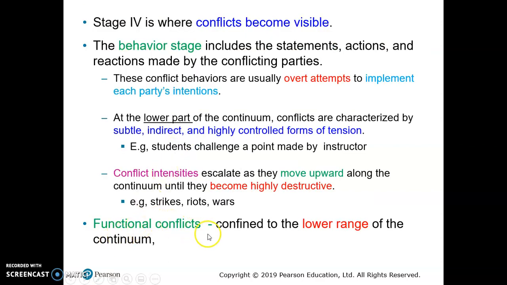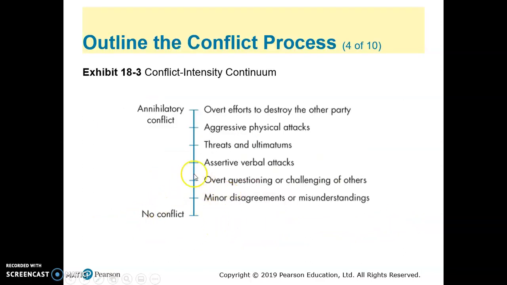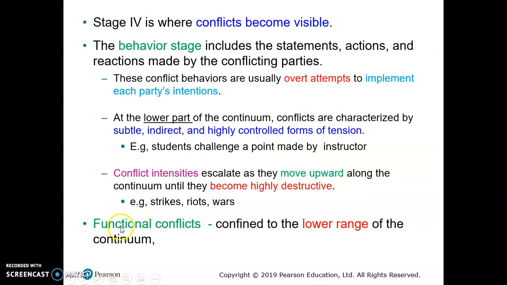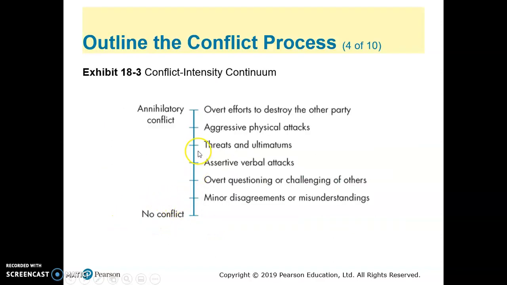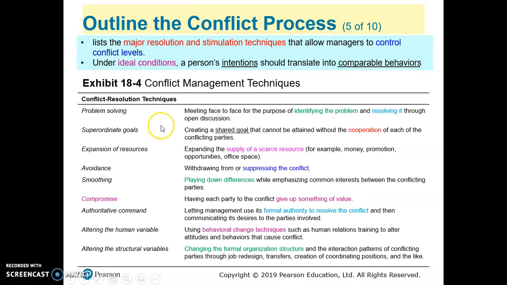Functional conflicts are normally confined to the lower range of the continuums. So normally the lower part of these continuums is where functional conflicts happen, and moving up along these continuums are more dysfunctional kinds of conflicts.